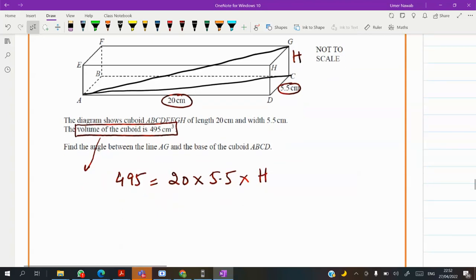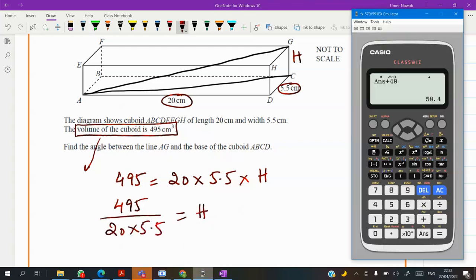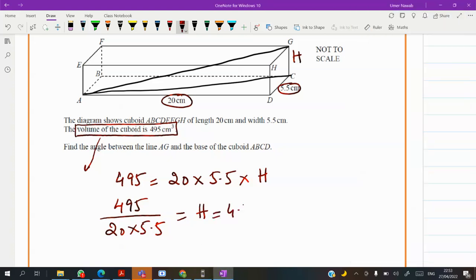So height: 495 divided by 20 times 5.5 is equal to h. So 495 over 20 times 5.5 gives us 4.5. So the height is 4.5. Now I want this angle.